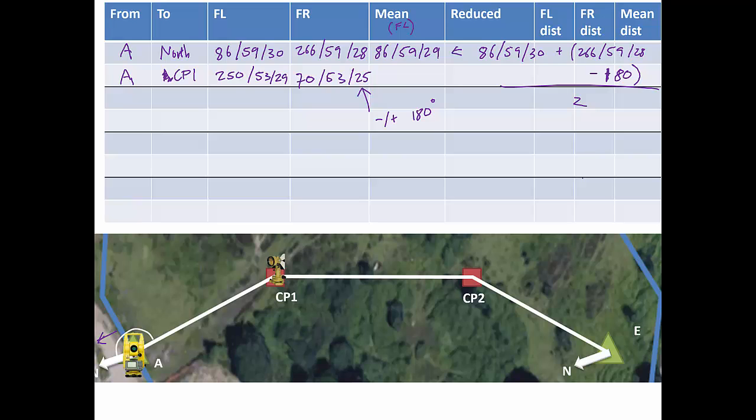Same thing for the angle measured from A to CP1, but this time because face right is less than 180, we need to add 180. So we're going to do 250°53'29" plus 70°53'25" plus 180, divided by 2. And that gives us the mean in terms of face left. So 250°53'27".